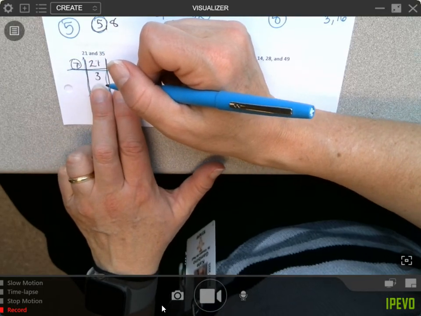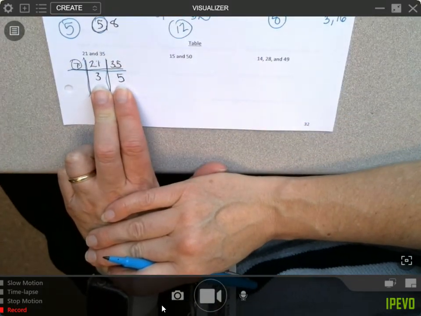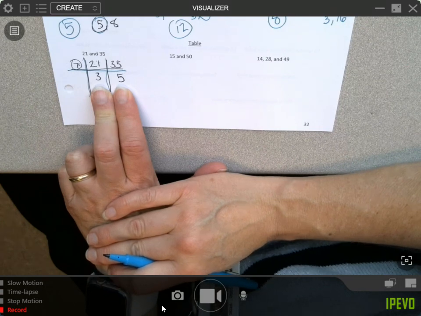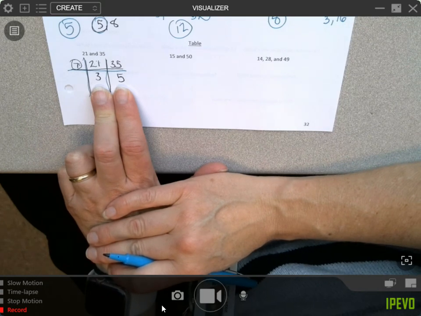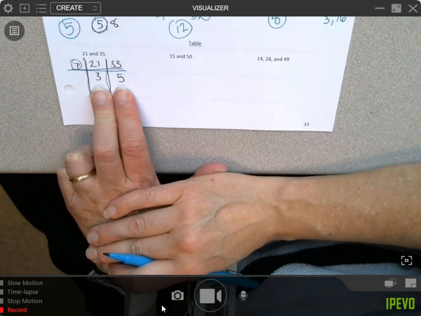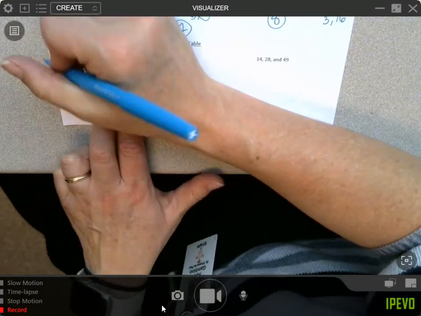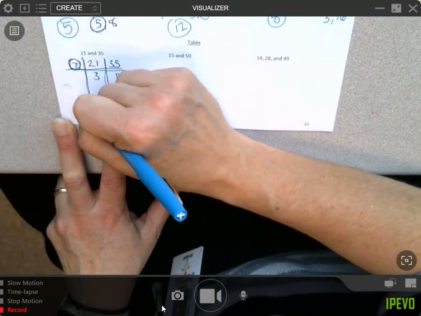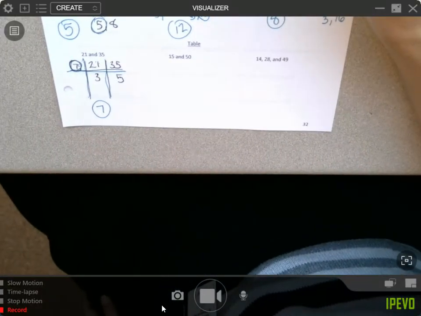Is there another number that I could take out of 3 and 5? James? The only number that could come out of both of them is a 1. And that 1 doesn't count because it's going to leave us with the 3 and 5 still. So I just pulled out one number, so my greatest common factor is going to be 7.